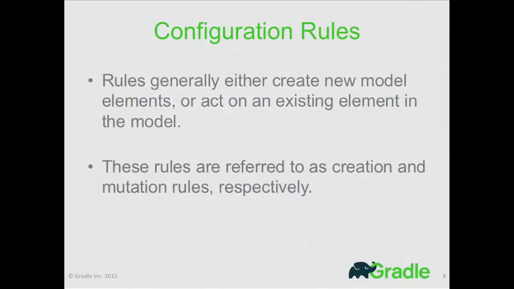All right, so configuration rules generally either create new model elements or act on existing elements of the model. We refer to these different types of rules broadly in two categories as creation and mutation rules. Creation rules create new things and add them to the model, like declaring new model elements. You can think of the analog to a model element as an extension or an extra property, some new thing I'm adding to the build language. And a mutation rule is just some code that's going to manipulate that, or create tasks based on it, or something like that.